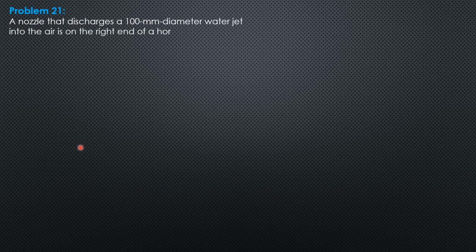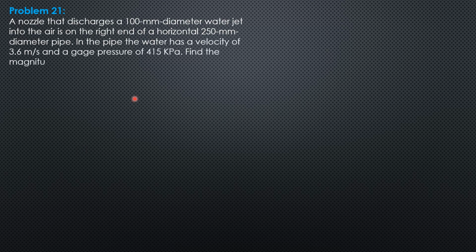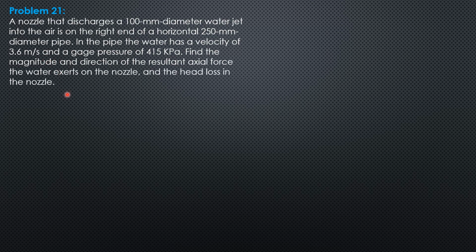Example 21, a nozzle that discharges a 100 mm diameter water jet into the air is on the right end of a horizontal 250 mm diameter pipe. In the pipe, the water has a velocity of 3.6 meters per second and a gauge pressure of 415 kilopascals. Find the magnitude and direction of the resultant axial force the water exerts on the nozzle and the head loss in the nozzle. So let's draw the nozzle.